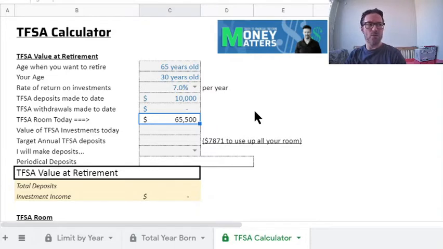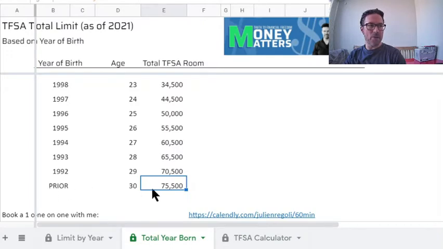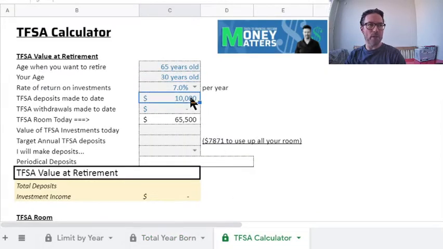So that gives you room today of 65,500 based on this information. And it's really simple because it looks at your age, 30, and it looks at, okay, age 30, your accumulated room is 75,500 minus what you've deposited so far, it gives you 65,500. Not complicated. The value of the TFSA investment, you can find in your statement. Let's say it's $12,000. So you deposited $10,000 over the years, and it's made a bit of money, so it's at $12,000 today.